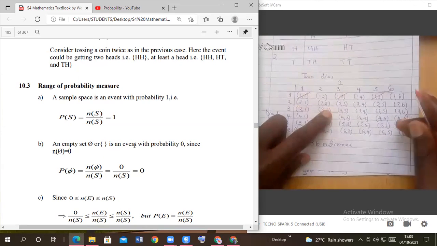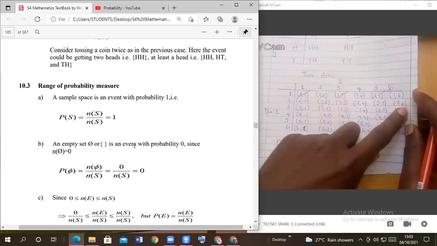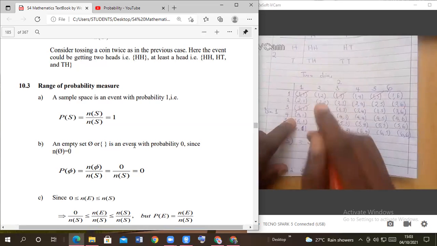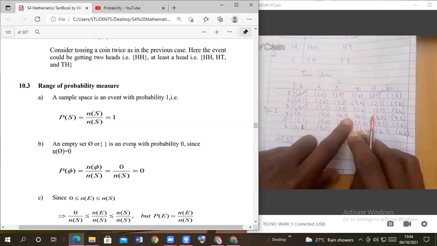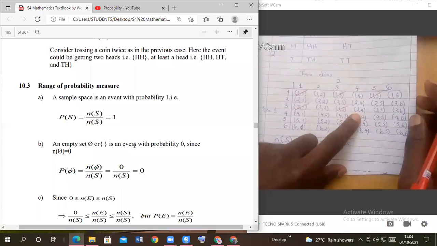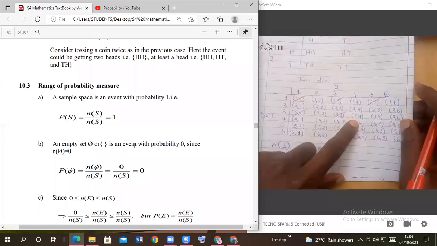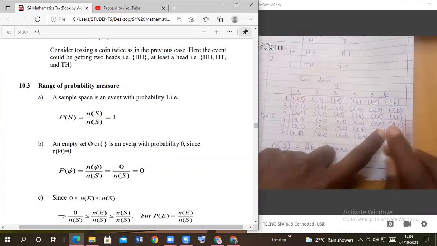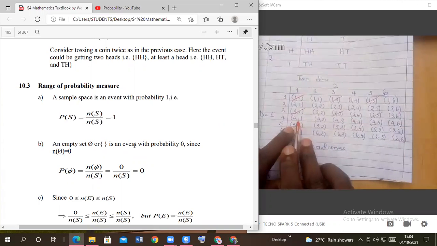2 and 1, no. 2 and 2, no. 2 and 5, no. 2 and 6, no. Because all the set must be odds. We come to 3 and 3. 3 and 3, they are odd. What about 3 and 4? Is it a set of odd? No. What about 3 and 5? Yes. What about 4 and 1? No. So this line of 4 is out.